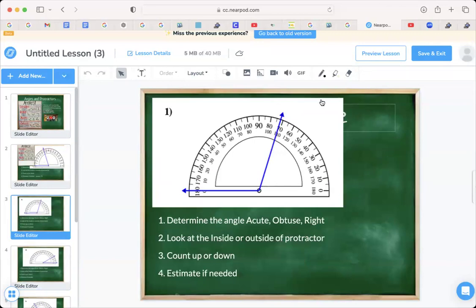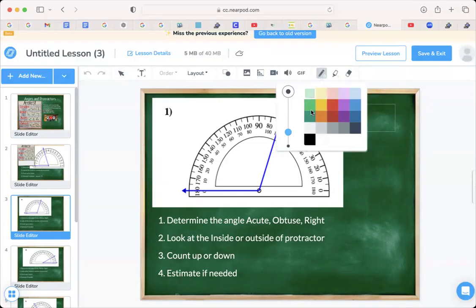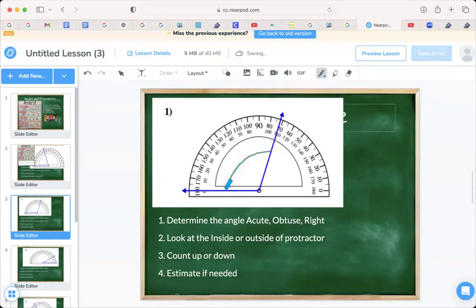First step, determine the angle. By looking at this space, this space looks very big, right? So could it be a right angle? No, can't be right because right is exactly 90 degrees. Could it be an acute angle? No, can't be acute because acute angles have small spaces in between. Could it be an obtuse angle? If you said yes to an obtuse angle, you are correct. And obtuse angles go from 91 to 179 degrees.